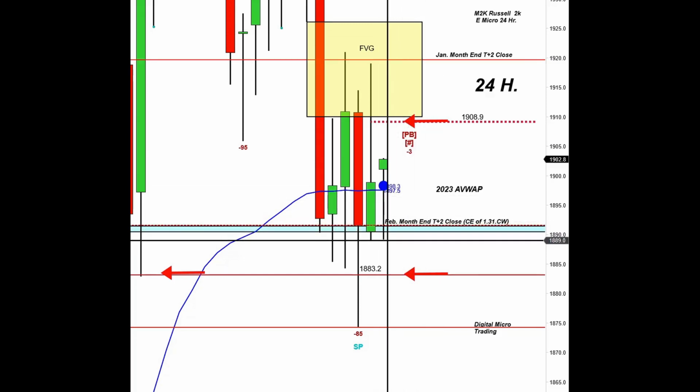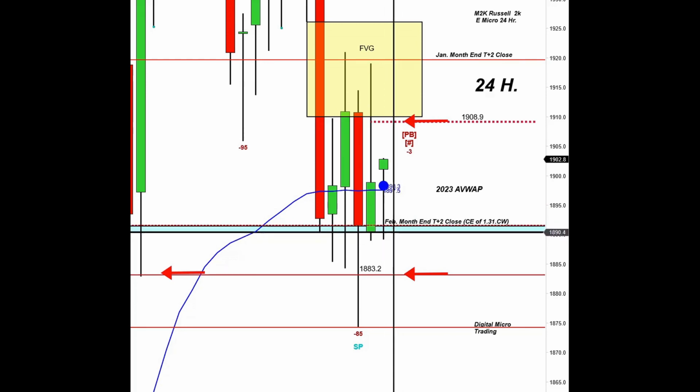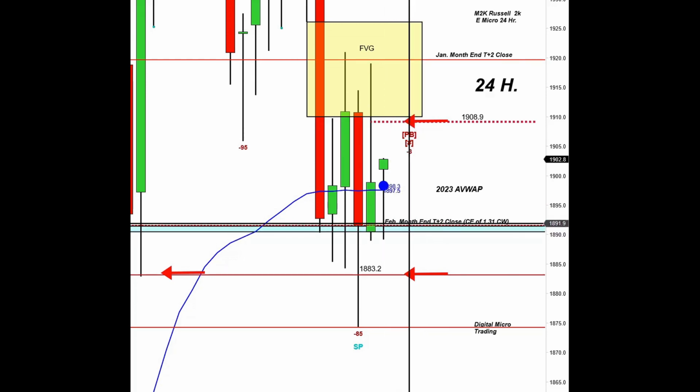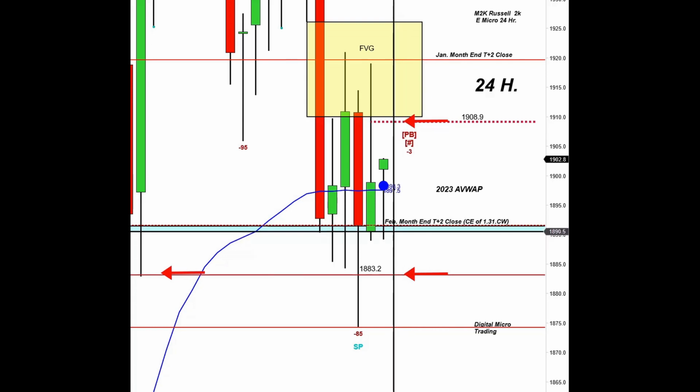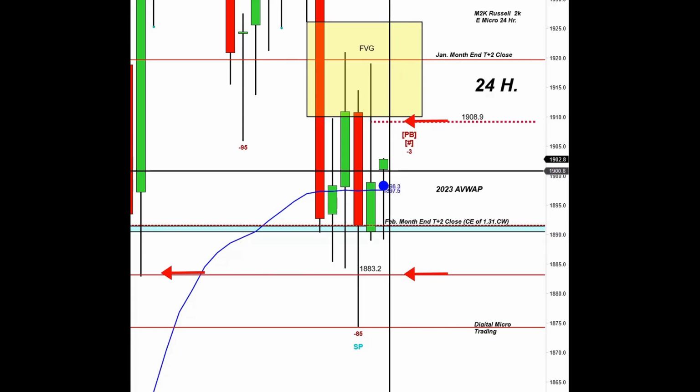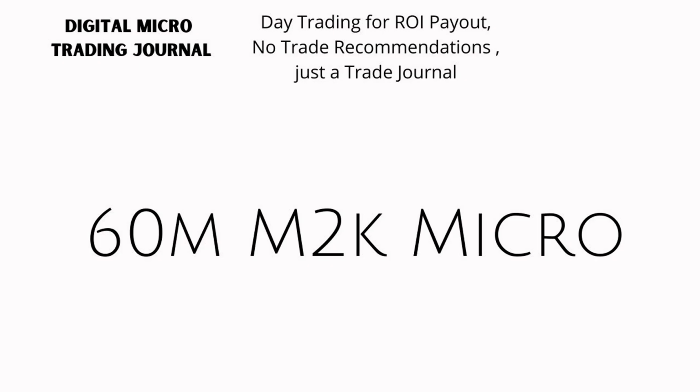And we've already, in this Tuesday Globex, touched just below the February month-end T+2 close. And that was in the Globex session. So we're above that right now, and we're trending higher. So we'll see how we do in the RTH. Let's go to the next chart.